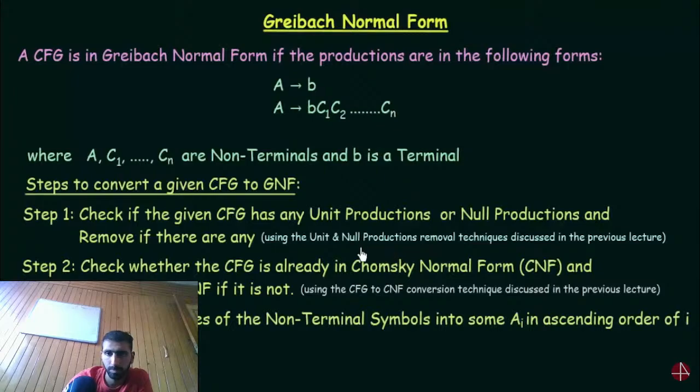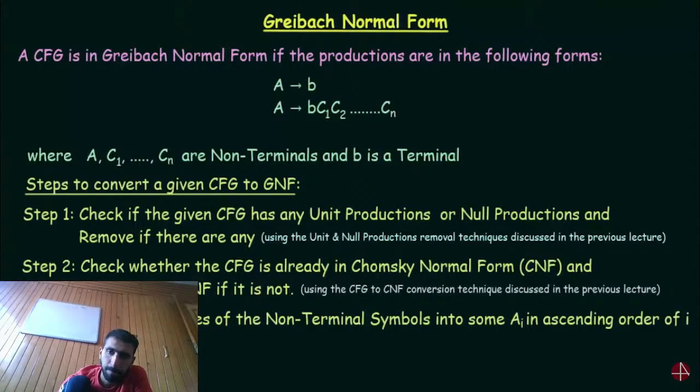So you can watch that, and using that technique you have to remove any unit productions or null productions that are present. Alright, so step number 2. Check whether the CFG is already in Chomsky normal form and convert it to Chomsky normal form if it is not. So you have to check that the given CFG, is it already in Chomsky normal form or not. And if you don't know about Chomsky normal form, I advise you to watch the previous lecture where we have discussed about Chomsky normal form, and we have also discussed the steps that we need to follow in order to convert a given context-free grammar to Chomsky normal form.